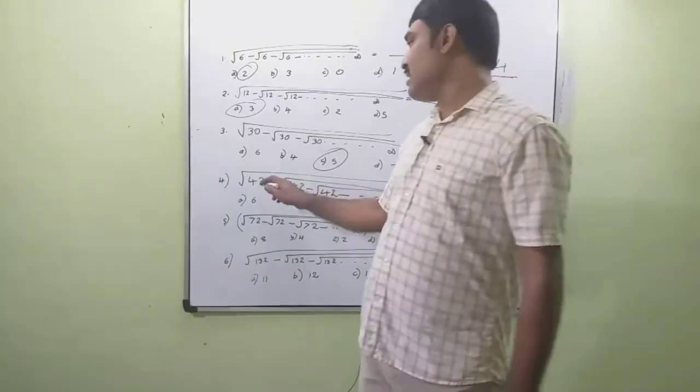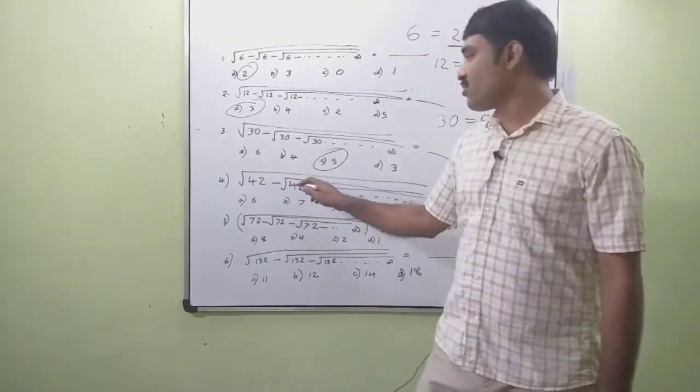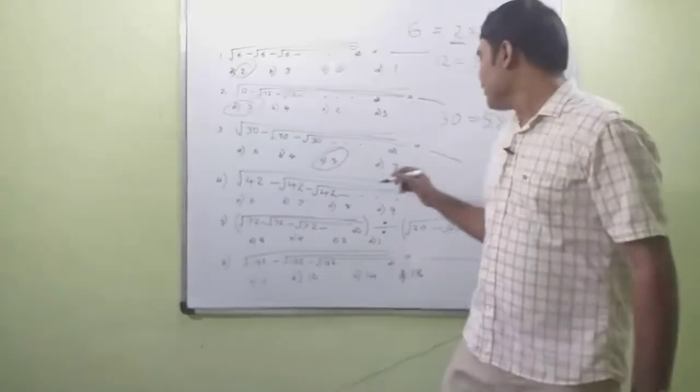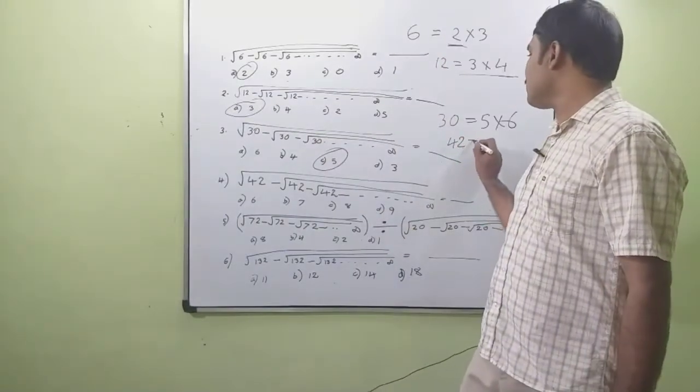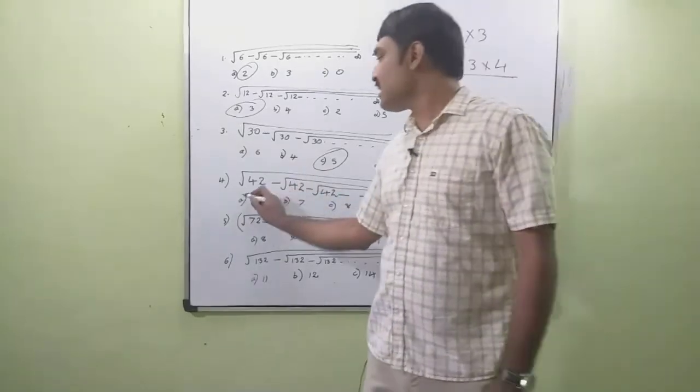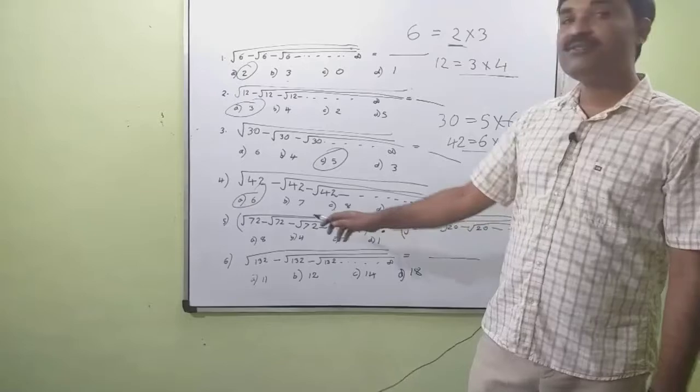Now look at this question. Square root of 42 minus square root of 42 minus square root of 42 minus, up to infinity. We can write 42 is equal to 6 into 7. So the answer is 6.